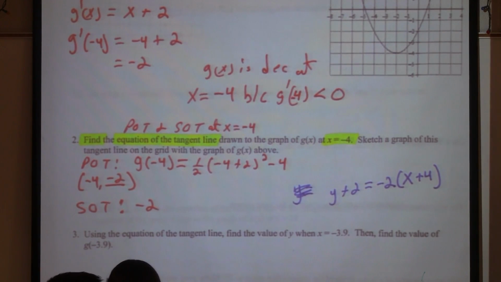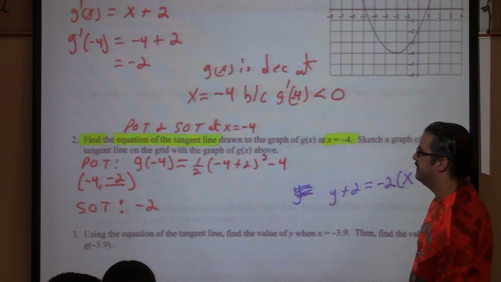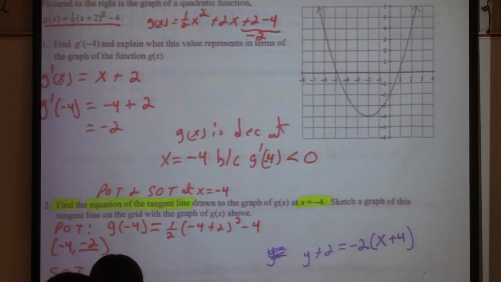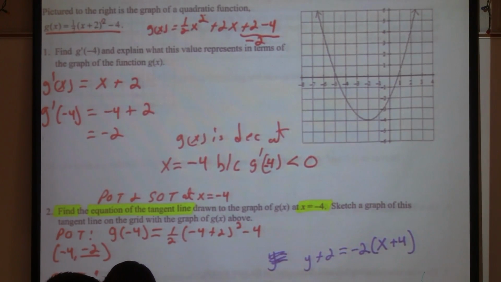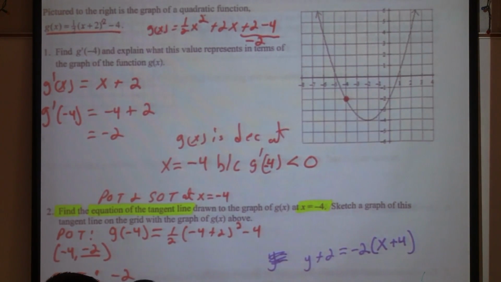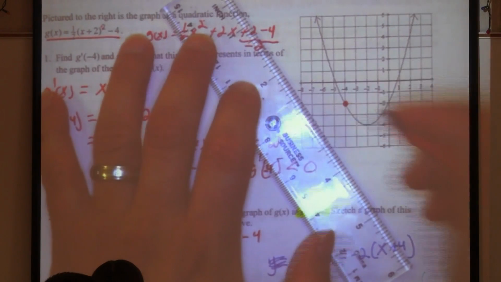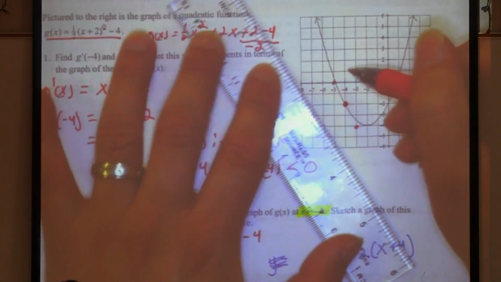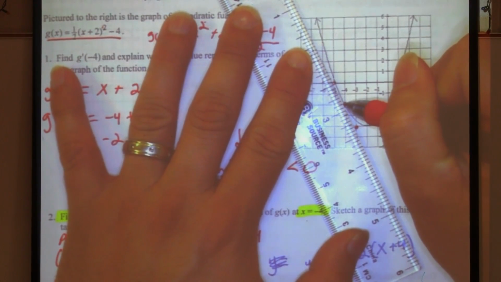The second part of that question asked us to sketch a graph of the tangent line on the grid with the graph above. Okay, so I want to draw the tangent line up here. How can I draw it? Where should I start at? Beautiful, the point of tangency, right? Which is at negative 4 and yes, at negative 2. Okay, and then what would I do to get other points on the tangent line? Follow the slope, right? And what was the slope of it? Negative 2. So 2 down, 1 to the right, or 2 up and 1 to the left. Now I can draw my tangent line.